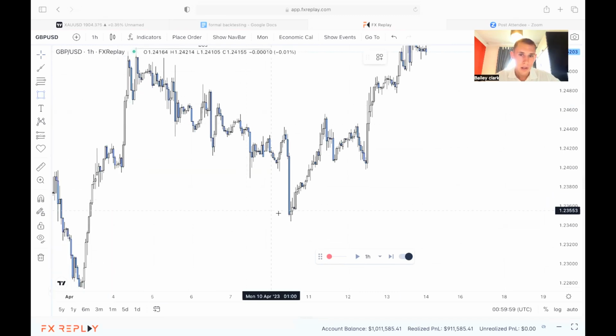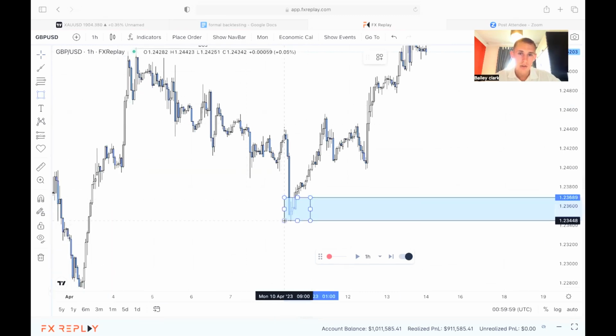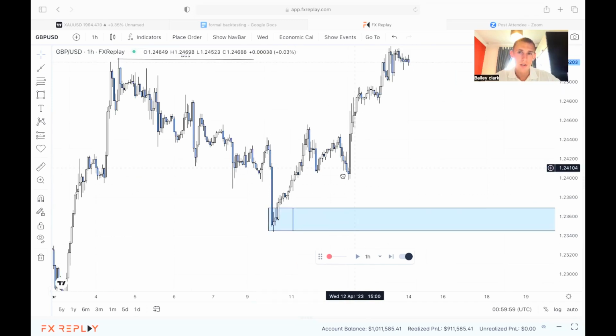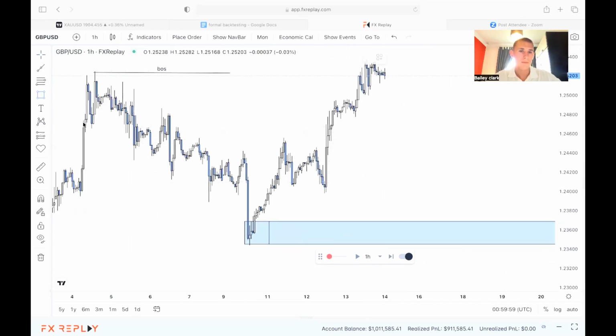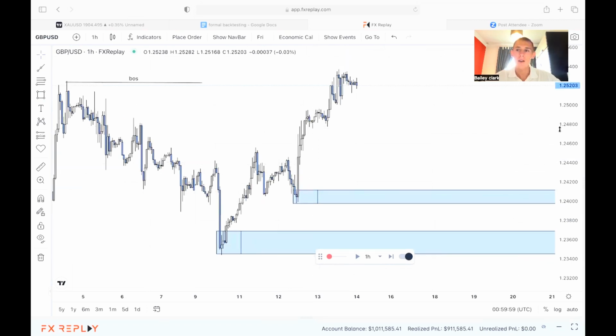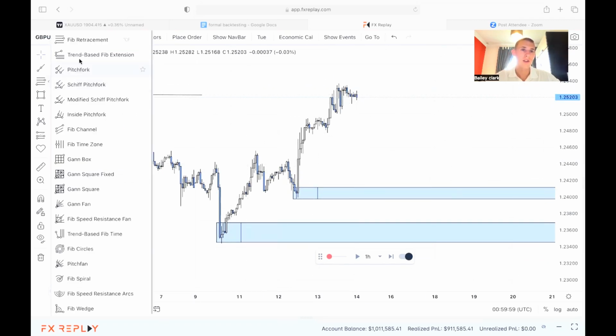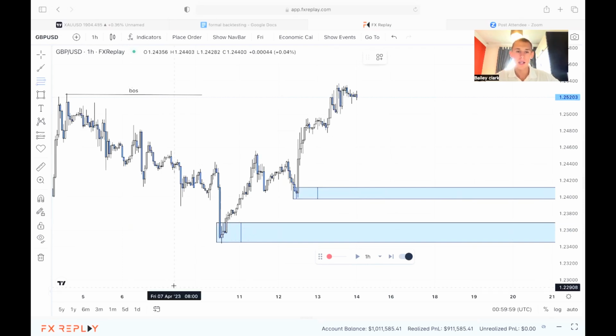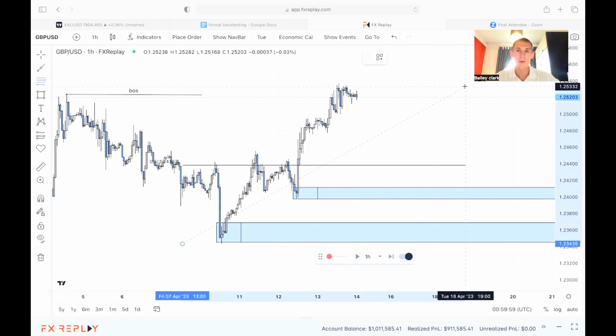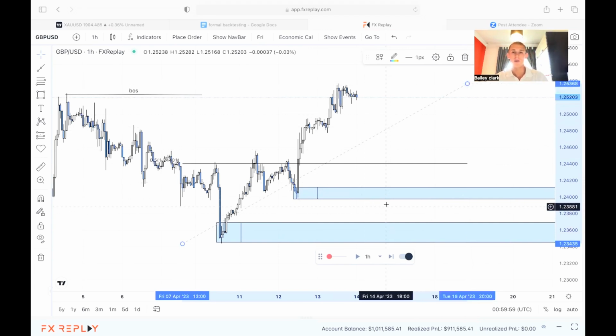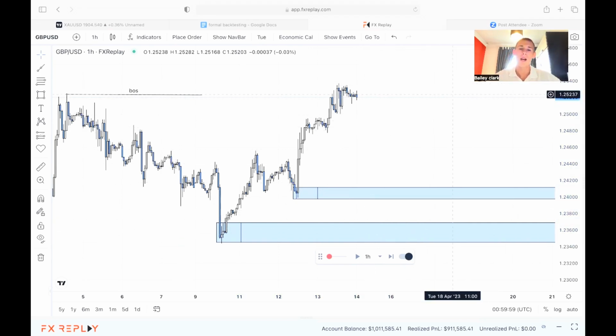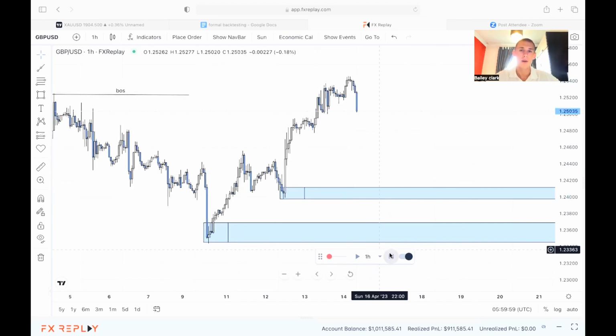possibly into, this is the extreme demand. We also have this one just here. So these are sort of the two areas where I'd be interested in. And for this strategy, we also require that they are in a discount. So if we get the fib tool, discount is below the 50%. So we can wait for a retracement to either this level or this level, as these two are the discounted areas of demand.